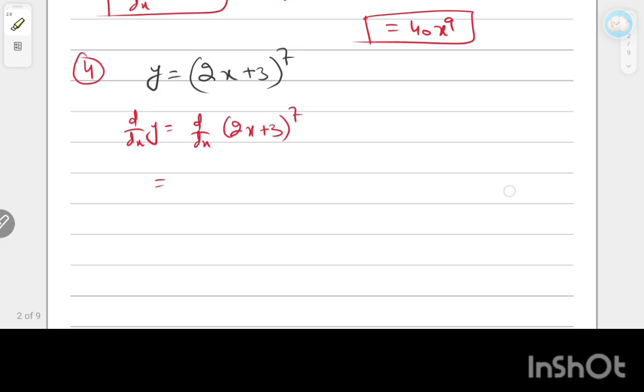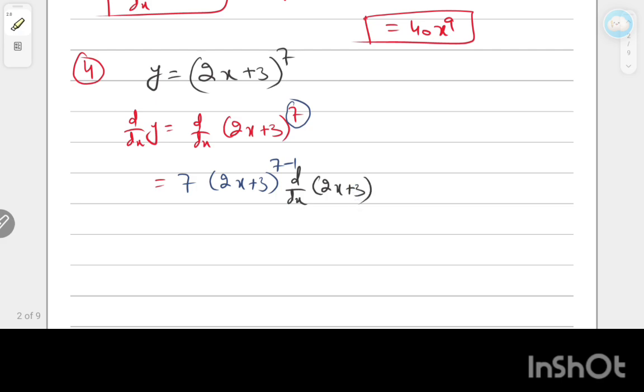So what will happen? Because we know its power is 7, according to the power rule, the power will come at the start. Then here is 2x plus 3, power 7 minus 1. What will happen? Tell me, anyone? Yes, the reason is that after applying this power at the start and subtracting one from the power, we will take the derivative without the power term. So what is the without-power term? It will be d over dx of 2x plus 3.